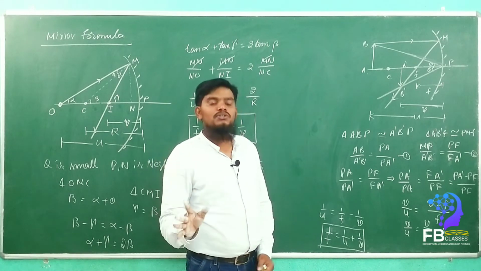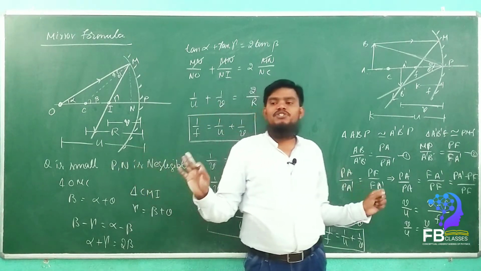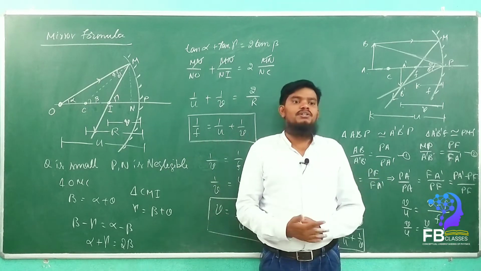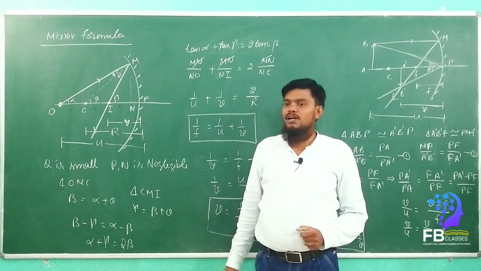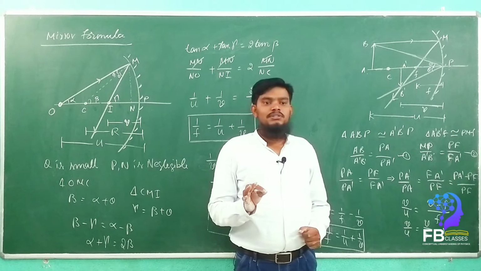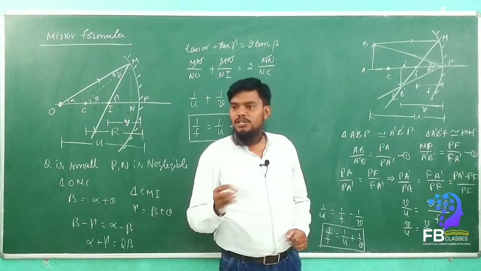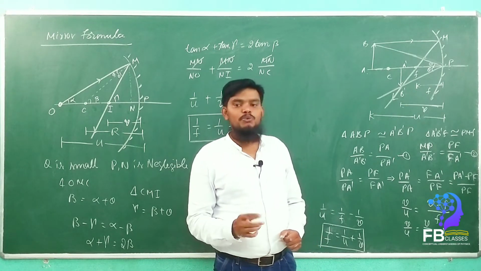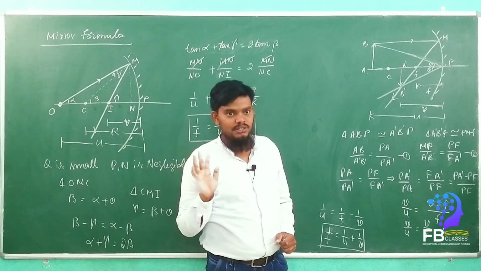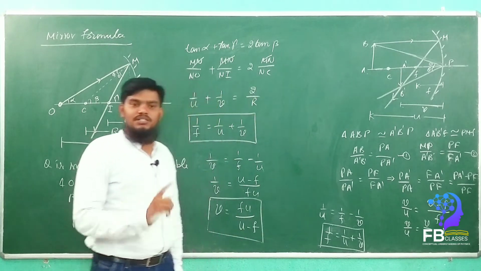So the simple formula we have to remember is 1 by F is equal to 1 by U plus 1 by V. Whenever we apply this formula, we have to put the values along with the sign convention. Got it? Can you please make a note of it? We can continue the class.